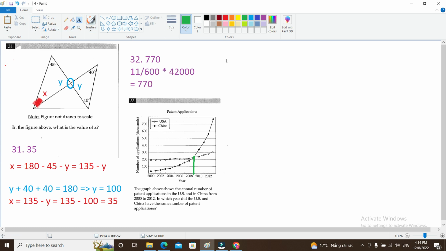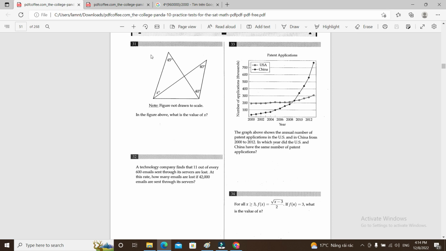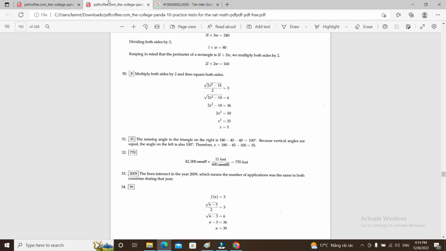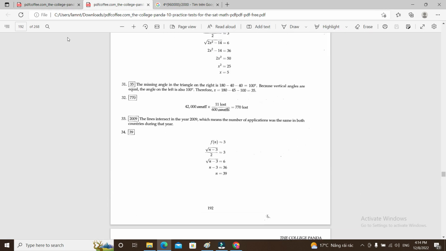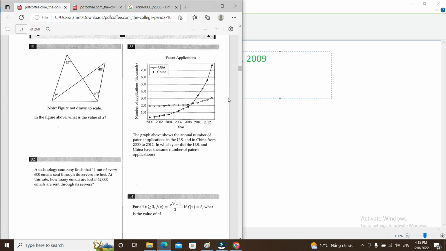So number 33 should turn out to be 2009, which is between 2008 and 2010. Okay, so we just choose the year of the intersection point, and that's the year between 2008 and 2010. Okay, so it's going to be 2009. Okay, yes. Alright. Number 34.